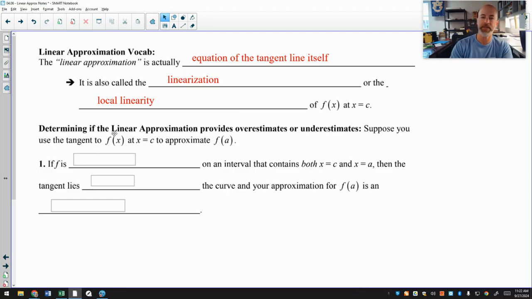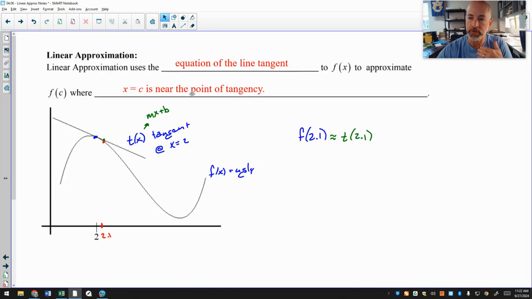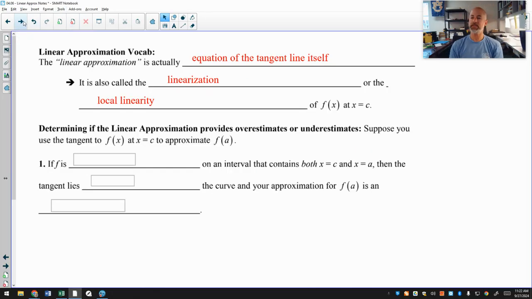When you are doing a linear approximation, using the tangent line to approximate function values, you're going to be either above or below the actual value. Like in this illustration, when I plug into the tangent, my tangent is sitting above the curve, which creates an overestimate. If your tangent is below the curve, then it will produce an underestimate. So when you're asked if there's an overestimate or an underestimate, the question is really, where does the tangent line lie in relation to the curve?